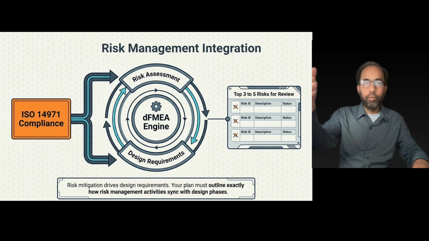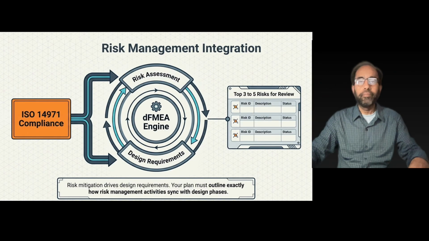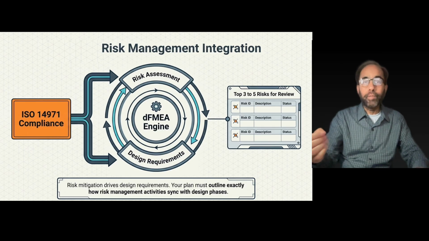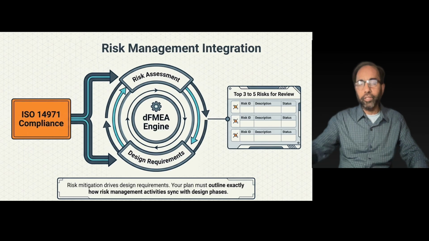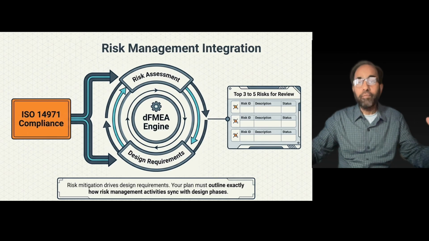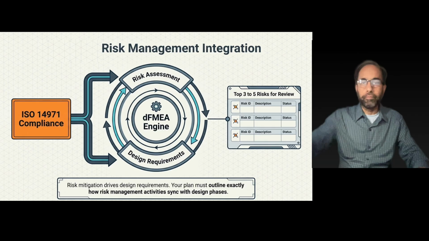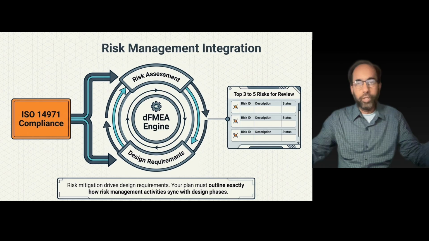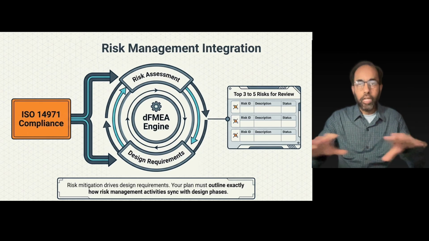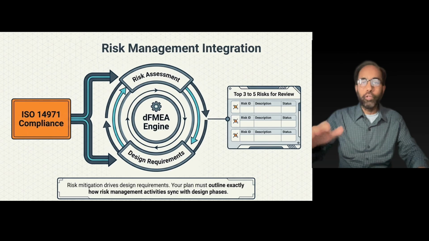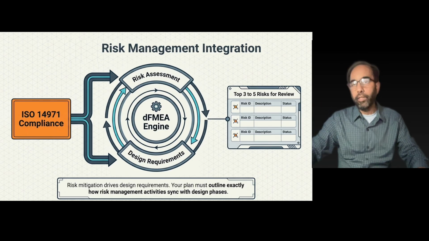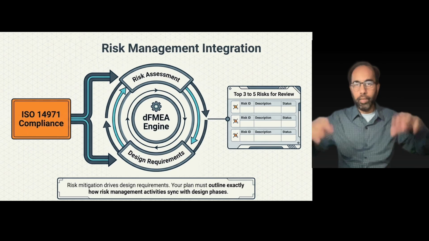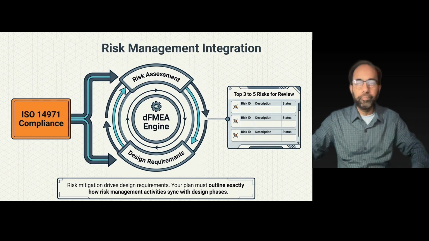Use ISO 14971, which is the risk management standard for medical devices. Your plan must outline how risk management activities sync with your design phases and design process overall. Risk mitigation drives your design requirements. Create a design FMEA early on, for example, and identify your top 3 to 5 risks for review. You can expire those risks as they become no risk anymore. You manage them and then you expire them once you have mitigated the risk. But always have 3 to 5 top risks identified throughout the process.